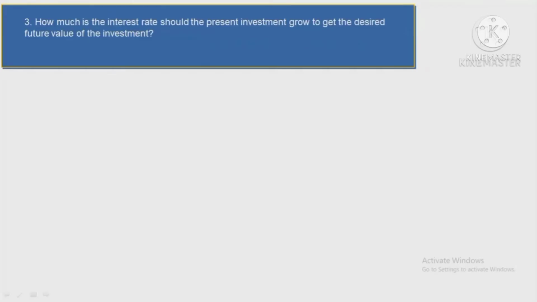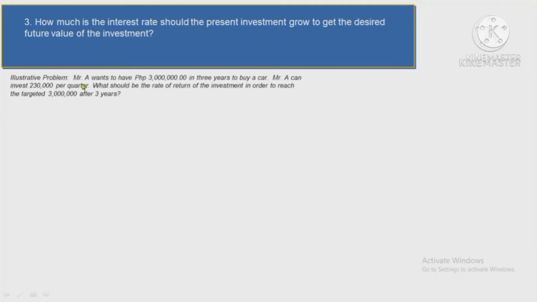We are now on the last part of our video lecture, which is focused on answering the question, what interest rate should the present investment grow at to get the desired future value of the investment? In order to understand this, let's jump to the illustration. So we have Mr. A who wants to have 3 million in 3 years to buy a car.